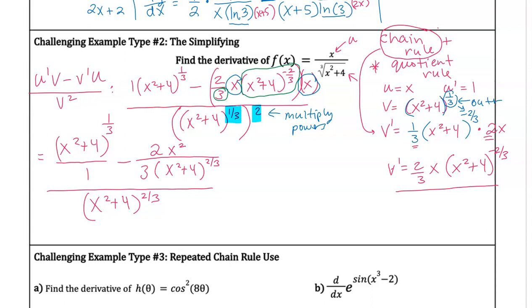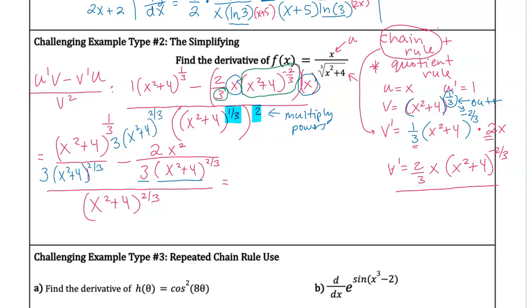Leaving it like this would not be wise, especially if you're using it for something else. So what I'm going to do is get a common denominator in the numerator. I already have the 3 and the x squared plus 4 to the 2/3 in this denominator. I just need to multiply it also to the other denominator. And then whatever you multiply to the denominator, you also then need to multiply to the numerator.